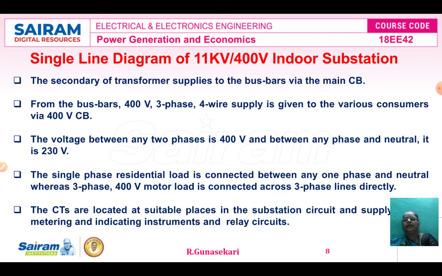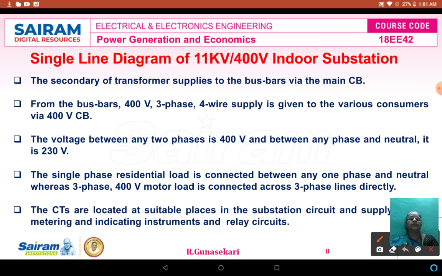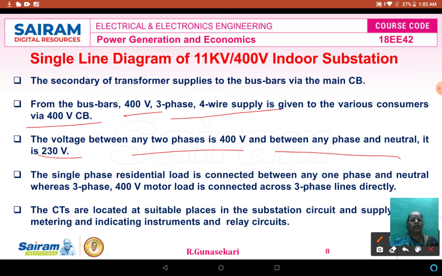The transformer secondary supplies the bus bar via the main circuit breaker only. From the bus bar line, the 400 volt 3 phase 4 wire supply is given to the various consumers. There are 4 consumers, via 400 volt circuit breakers. The voltage between any two phases is 400 volt, but between any phase and the neutral it is 230 volt. Phase to phase means line to line voltage is 400 volt, and phase to neutral is known as the phase voltage, equal to 230 volt.